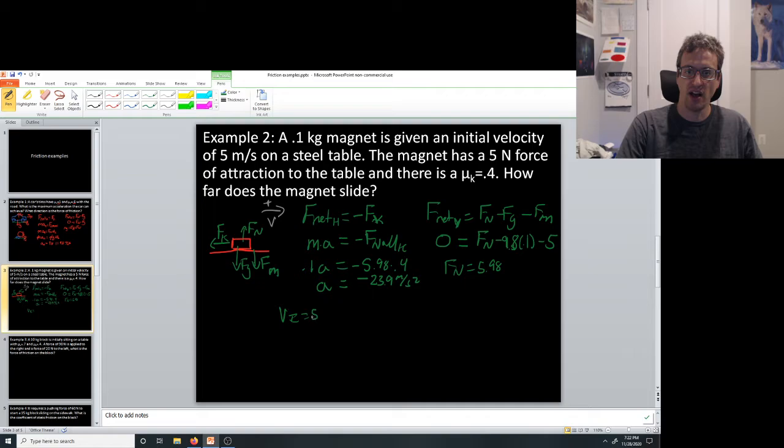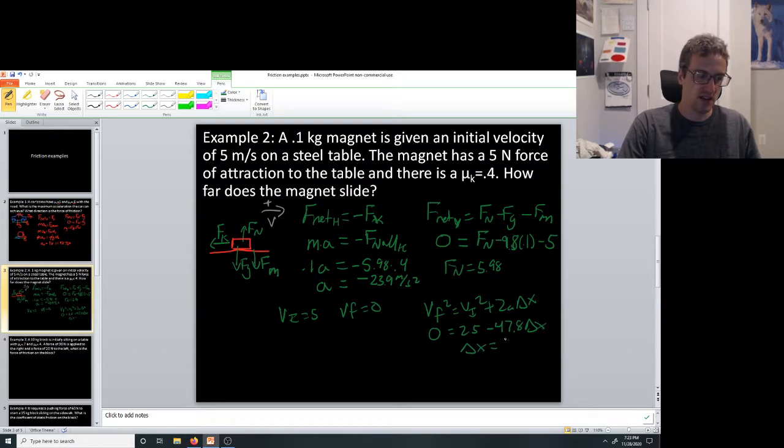We want it. So now I've got acceleration. V initial is 5. V final is 0, because it's going to slide to a stop. We've got three kinematics variables. V final squared equals V initial squared plus 2a delta x. 0 equals 25 minus 47.8 delta x. Delta x is 0.52 meters.